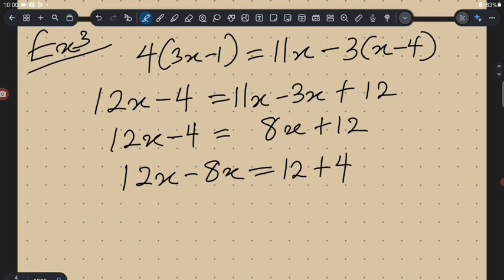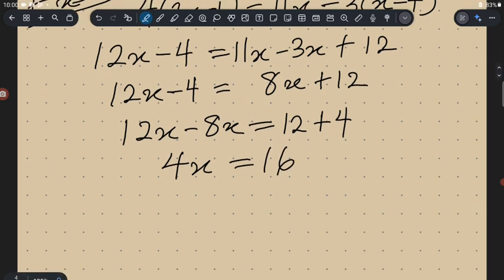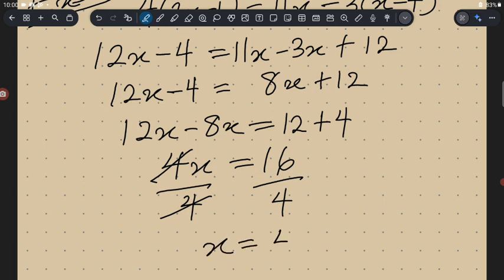So 12x minus 8x usually gives us 4x is equal to 16. So we divide both sides by 4. Try to have something like this. So we cancel this. So our x will give you 4. So that is how we solve an equation with bracket.